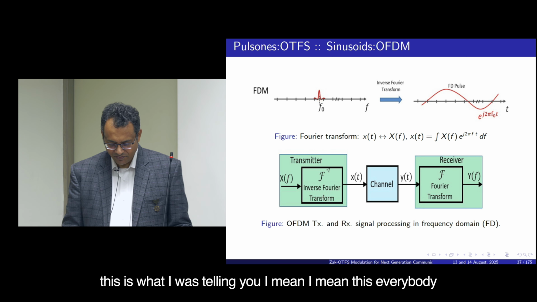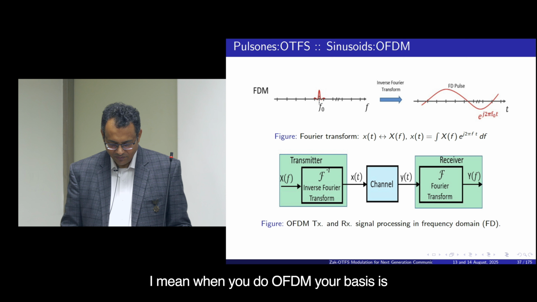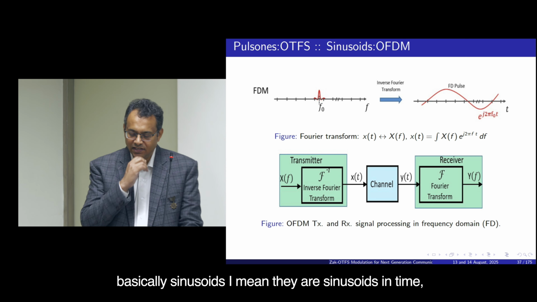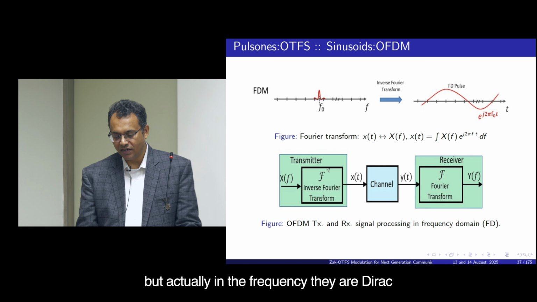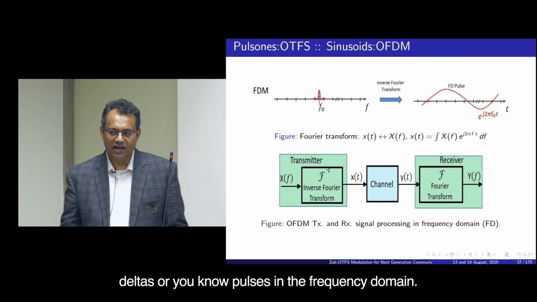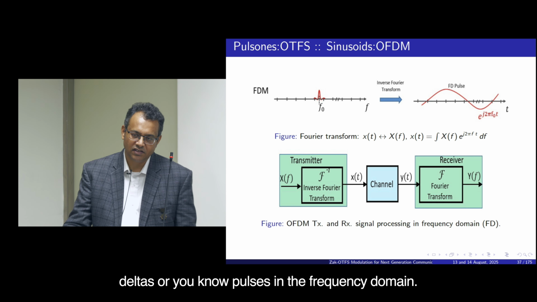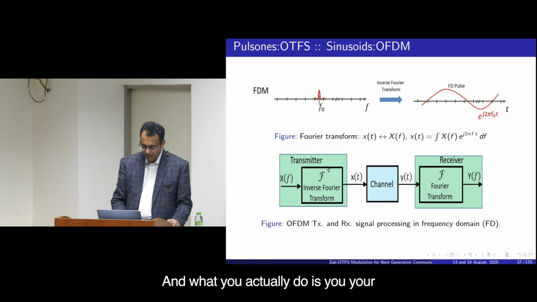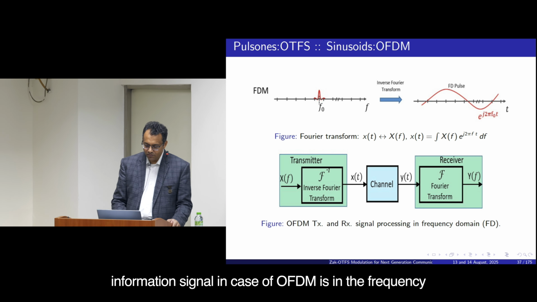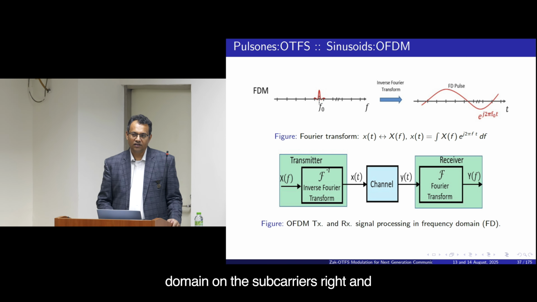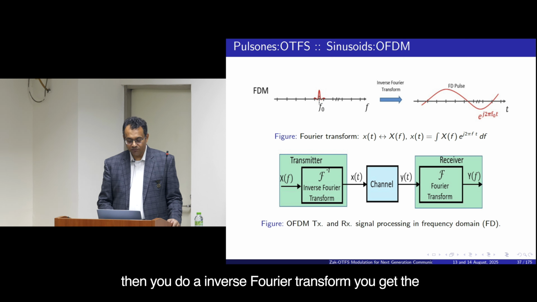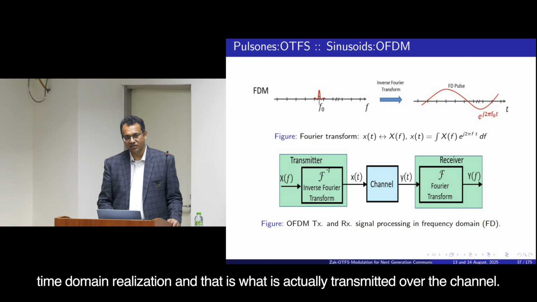And this is what I was telling you. Everybody knows this: when you do OFDM, your basis is basically sinusoids. They are sinusoids in time, but in frequency they are Dirac deltas or pulses in the frequency domain. What you actually do is your information signal in case of OFDM is in the frequency domain on the subcarriers. And then you do an inverse Fourier transform, you get the time domain realization, and that is what is actually transmitted over the channel.